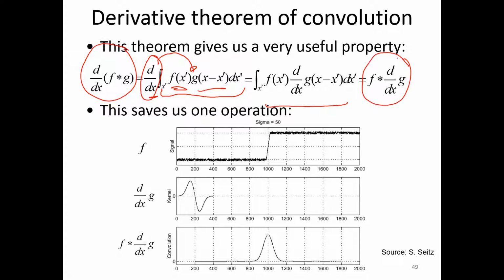That means I don't actually need to do it in two steps, first smoothing and then taking the derivative. I can consider that as one filter, which is the derivative of this Gaussian filter. The derivative of this Gaussian filter looks like this. Then I can directly apply this filter to the image, or directly convolve it with the image.